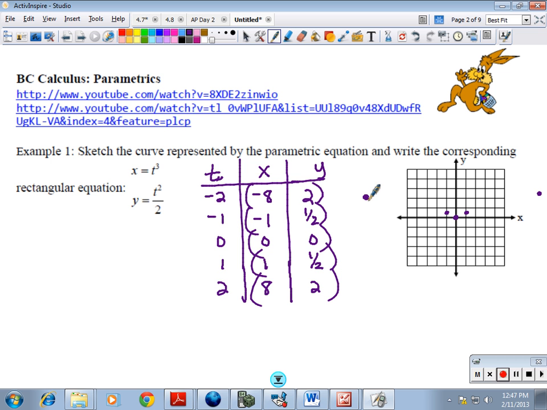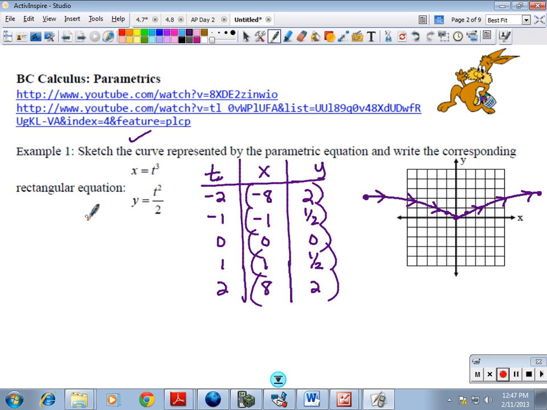Now the thing with parametrics is they have a direction. Okay? I graphed it, the first point I graphed was here, and it went in this direction. So you put arrows on there. Okay, so sketch the curve, check.